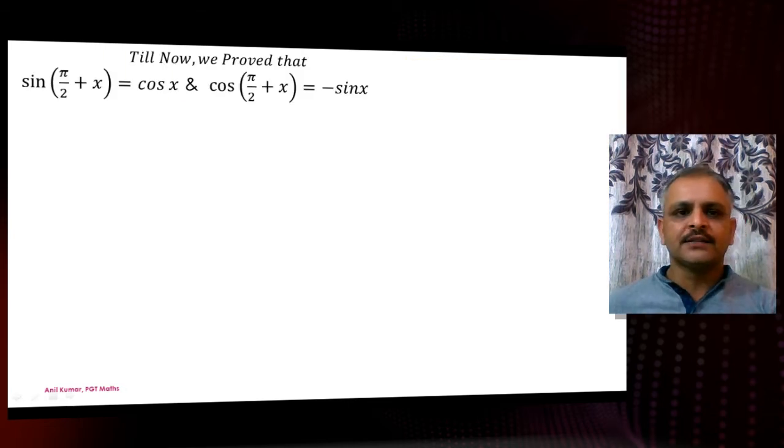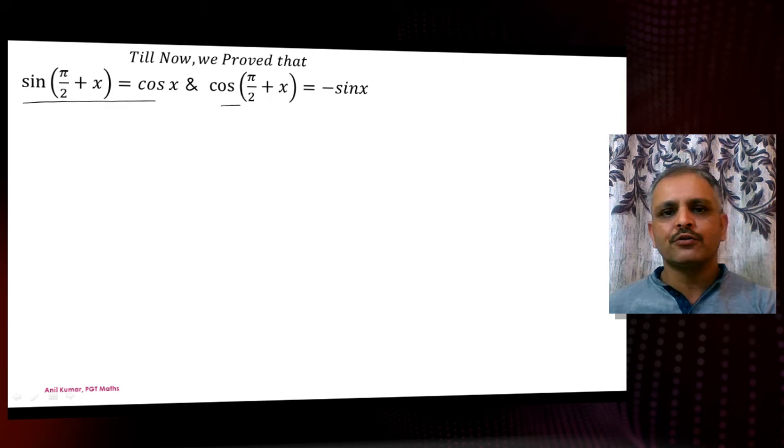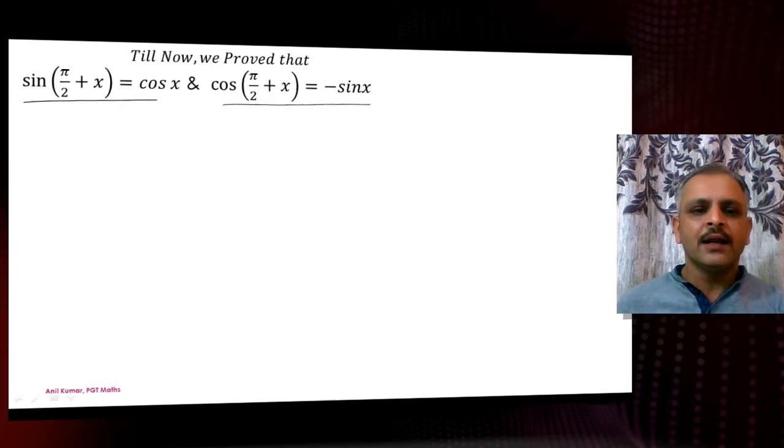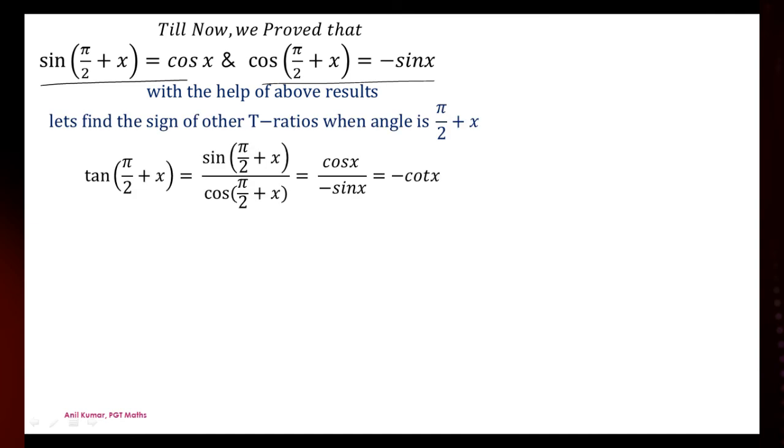So till now we proved that sin(pi by 2 plus x) is cos x and cos(pi by 2 plus x) is minus sin x. Let's find out the remaining t ratios. So first we will discuss tan(pi by 2 plus x). Tan is sin upon cos. Sin(90 plus x) is cos x, so let's put cos x, and cos(90 plus x) is minus sin x. So cos by sin, it will become cot x, so minus cot x. So tan(pi by 2 plus x) is equal to minus cot x.